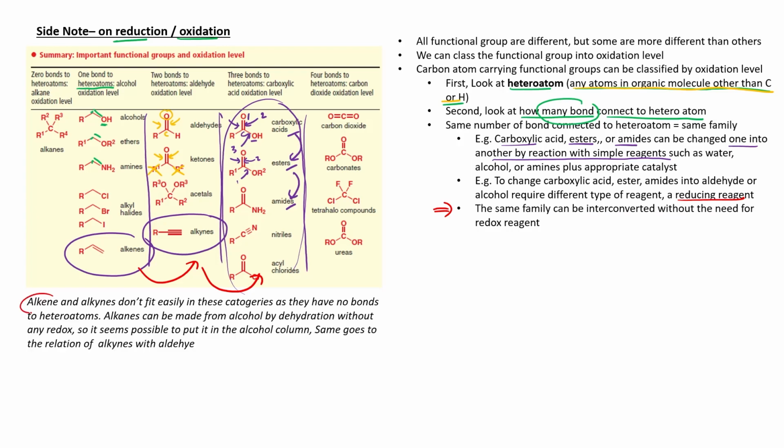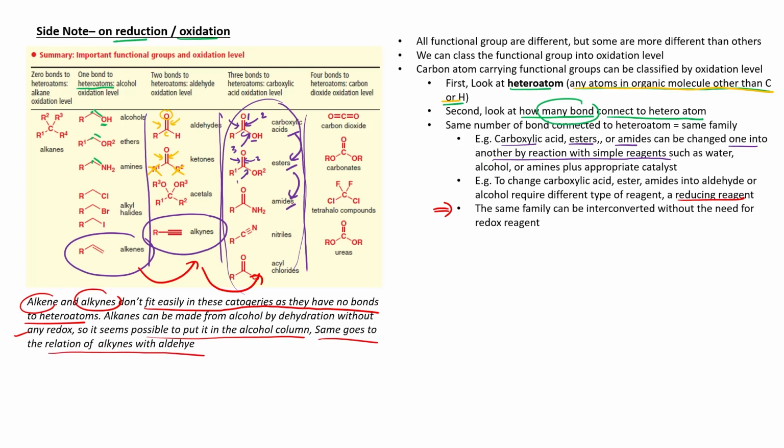Look here, alkane and alkyne don't fit easily in this category as they have no bond to a heteroatom. An alkene can be made from alcohol by dehydration without any redox, so it's impossible to put it in the alcohol column. The same goes for the relation of alkyne with aldehyde.